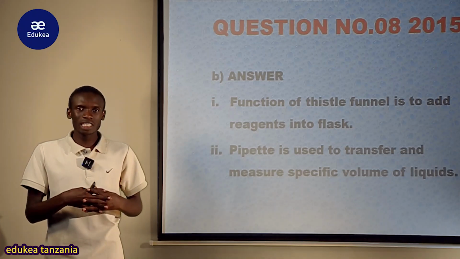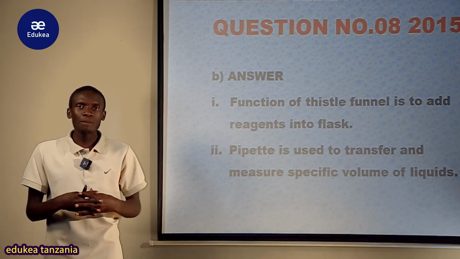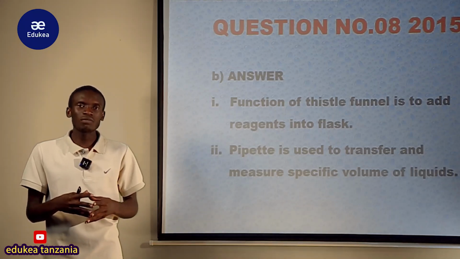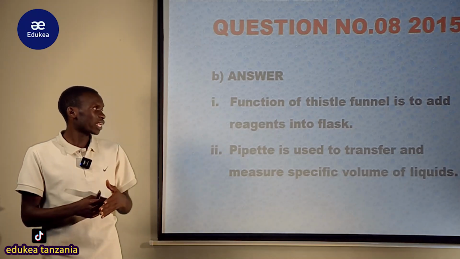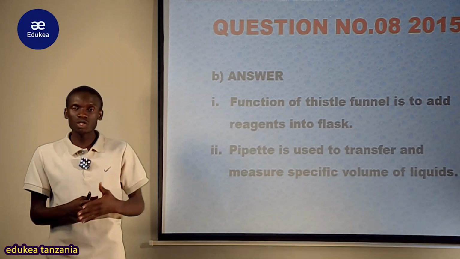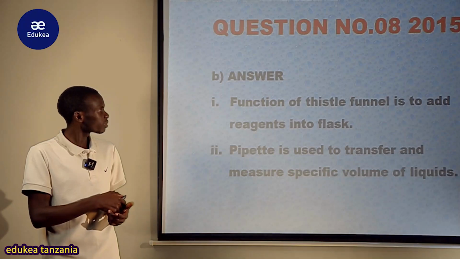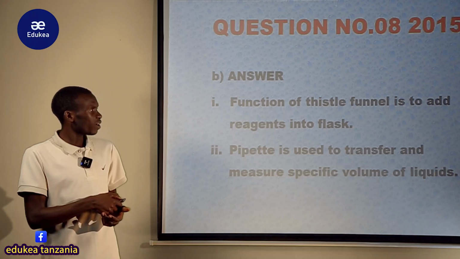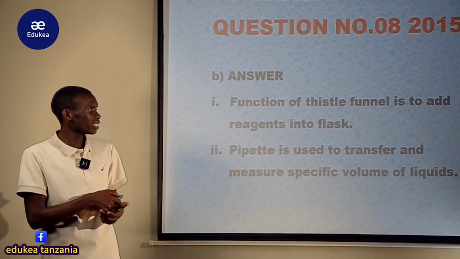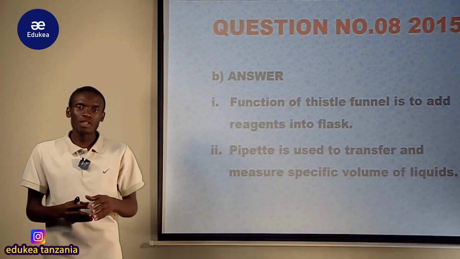function ya apparatus ambazo umepewa. Ulipewa Thistle funnel, ukapewa pipette, ukapewa burette. Uliambiwa utafute, utoe uses zake, utoe uses of the apparatus. From this we say that function of Thistle funnel, Thistle funnel is used to add reagent into flask. Thistle funnel yenyewe inatumika kuadd reagent kwenye flask.